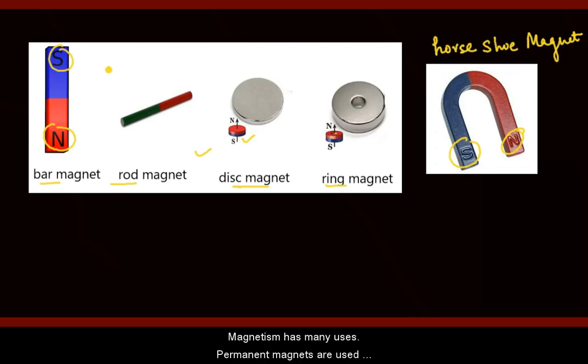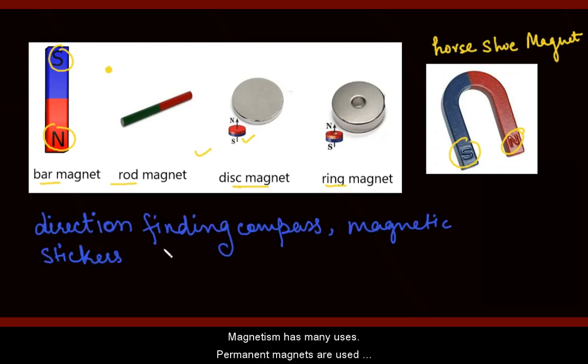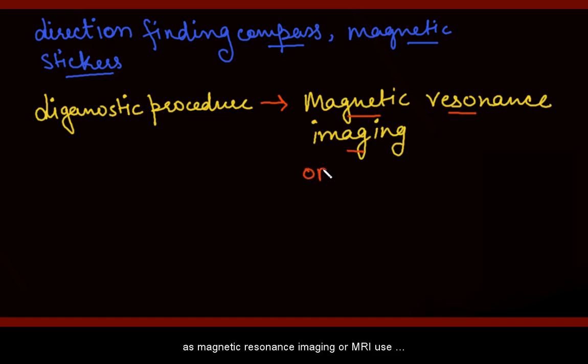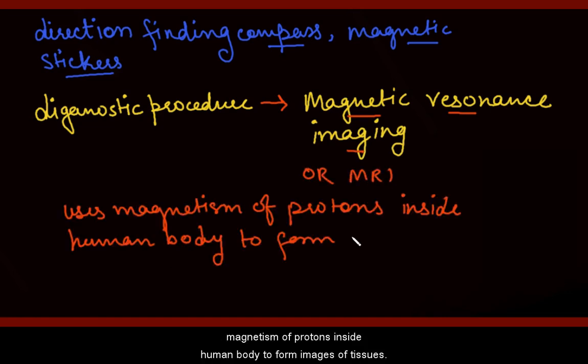Magnetism has many uses. Permanent magnets are used in direction finding compass. Magnets are used in making magnetic stickers. A well-known medical diagnostic procedure known as magnetic resonance imaging or MRI uses magnetism of protons inside human body to form images of tissues.